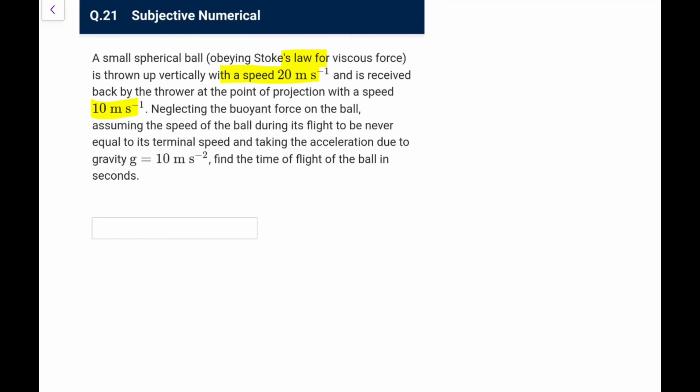Okay, so the speed of the ball during its flight is never equal to the terminal speed, so it is going to be a tricky one for you.